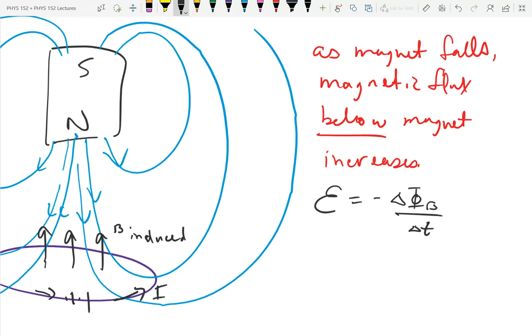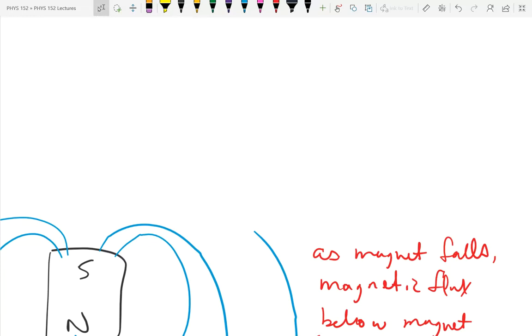That was what's below. What about what's above? As the magnet is dropping away, if I have the loop up here, what's happening to the magnetic flux up there? It's decreasing. If the magnetic flux is decreasing, then Lenz's law says the induced magnetic field is going to try to oppose the change.